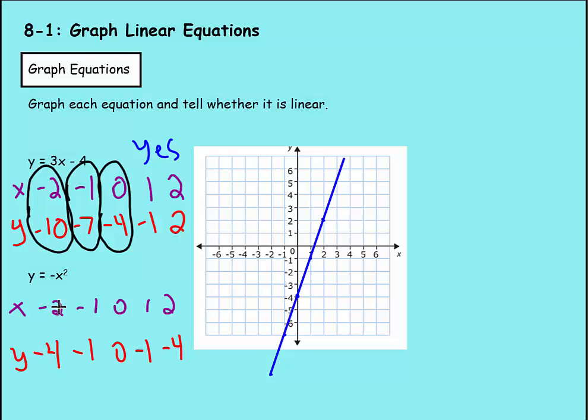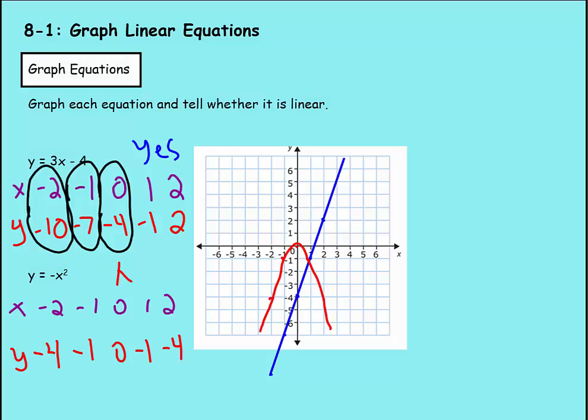So let's plot these points out. I have -2 and -4, -1 and -1, 0 and 0, 1 and -1, and then 2 and -4. Now if you notice, these points don't go on a straight line. So this is actually not going to be a linear equation as I try to draw this out. It's actually going to be curved here. And what throws everything off is that exponent right here, the squared. Whenever you have a variable with an exponent, that's going to throw off your data.